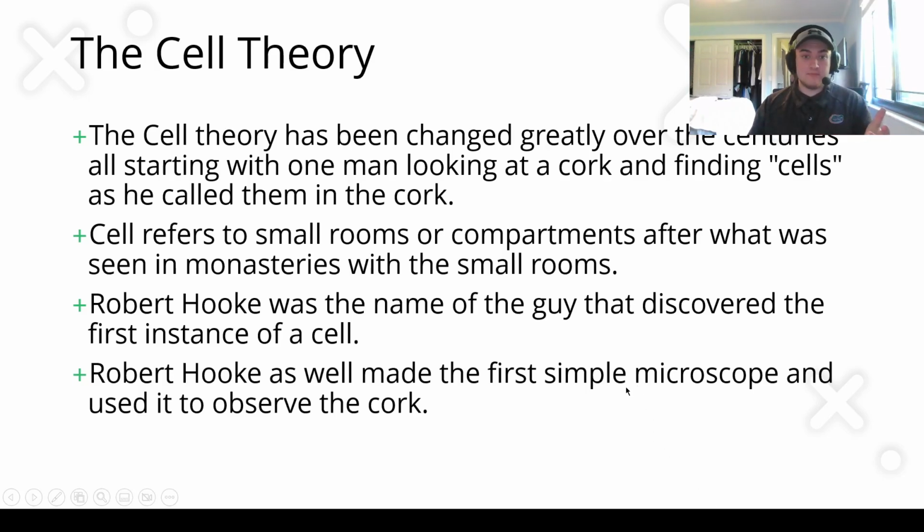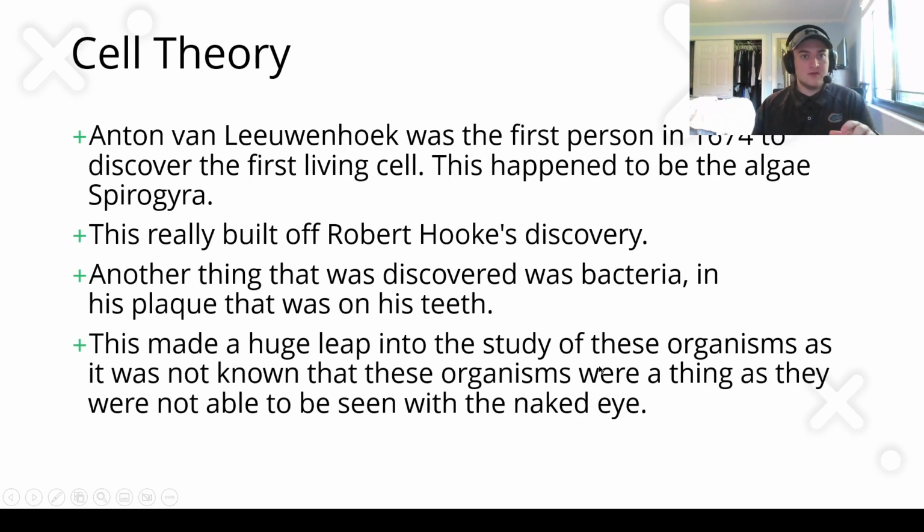As well as Robert Hooke made the first simple microscope to be able to use and observe the cork, as he then first learned about it. So we then move on to Anton von Leeuwenhoek, who was the first person in 1674 to discover the first living cell. This happened to be the algae Spirogyra. This really built off of Robert Hooke's discovery because Robert Hooke discovered the idea of the cell. However, this was the first living cell that was discovered.